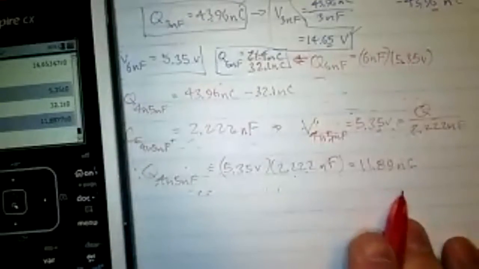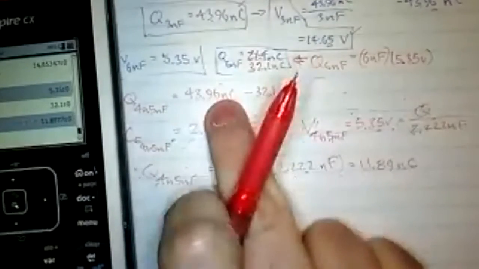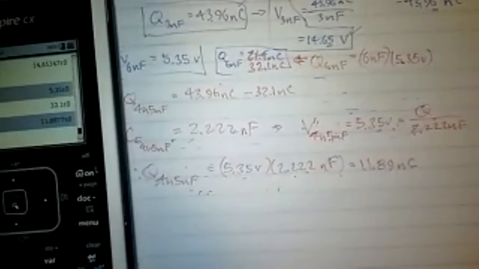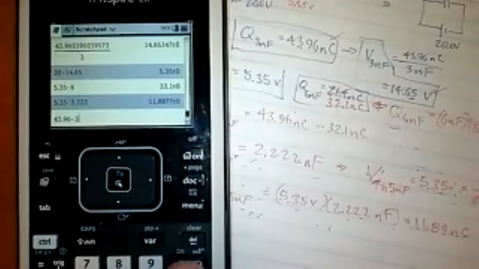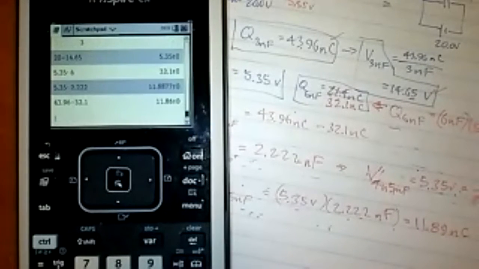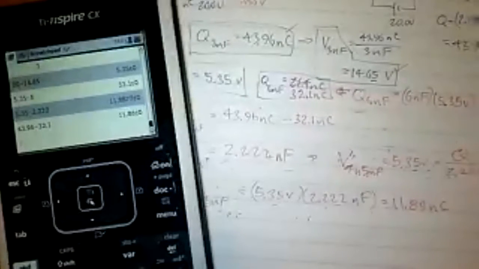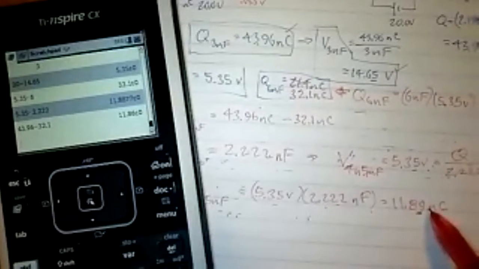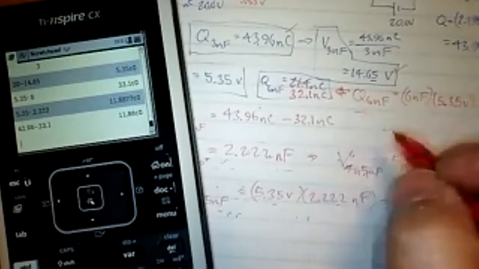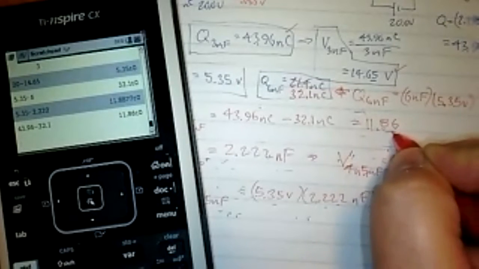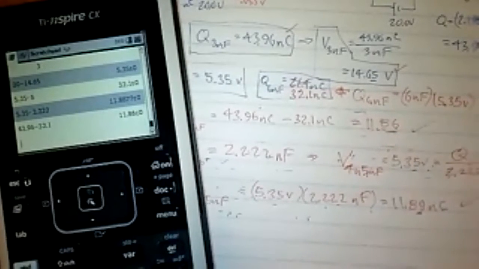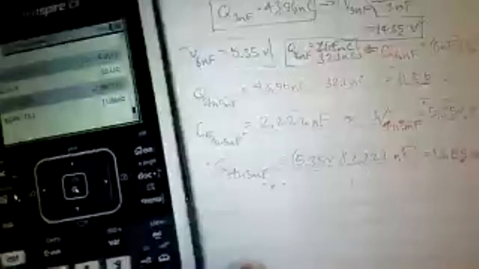Okay. Now I can check that. What is 43.96 minus 32.1? Hopefully it's that number. Yes, 11.86. Remember, this is one extra sig fig anyway, so I didn't expect it to necessarily get right, but it does round to the right number. So these two check. In other words, they're consistent with each other. So I feel okay about that.